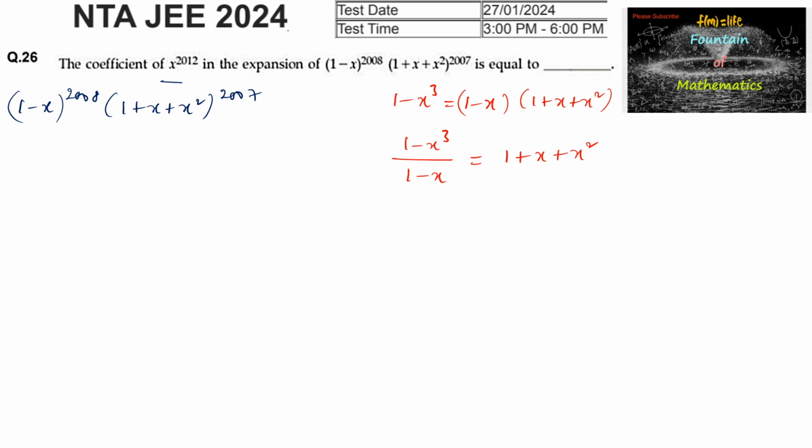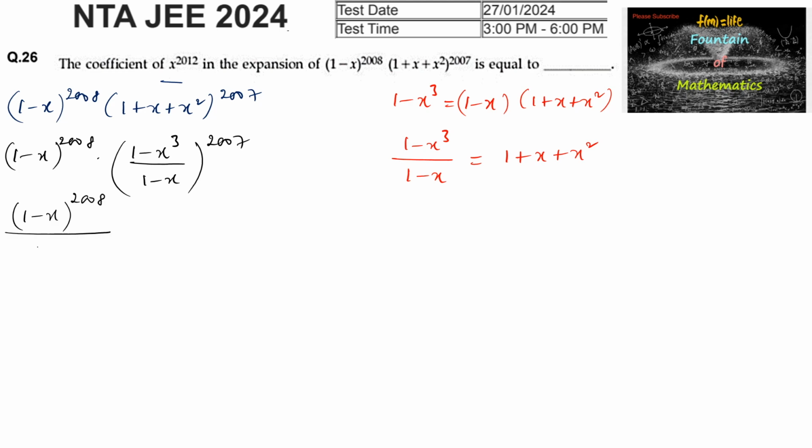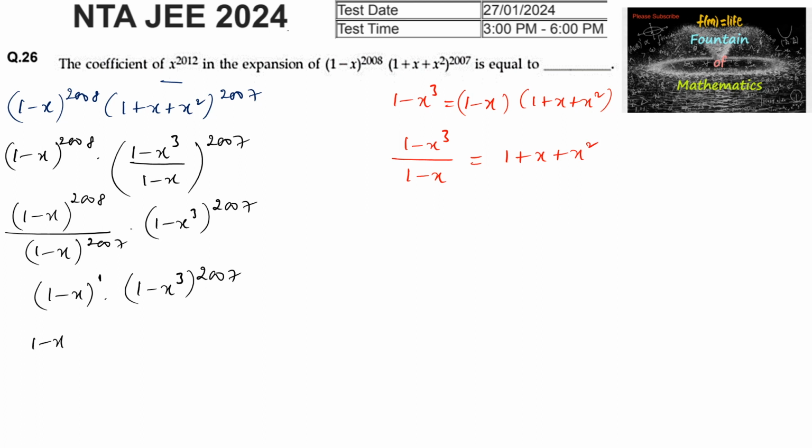So we can write here (1 minus x) to the power 2008 into [(1 minus x cubed) upon (1 minus x)] to the power 2007, which is equal to (1 minus x) to the power 2008 upon (1 minus x) to the power 2007 into (1 minus x cubed) to the power 2007. Or we can write (1 minus x) to the power 2008 minus 2007, which is 1, into (1 minus x cubed) to the power 2007.